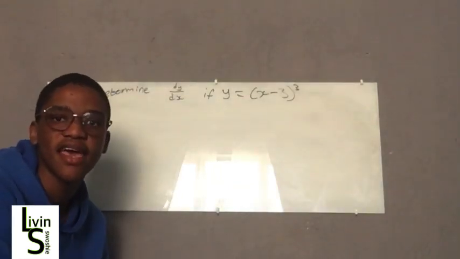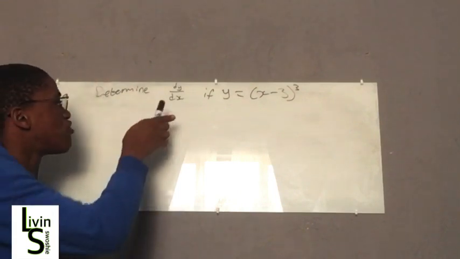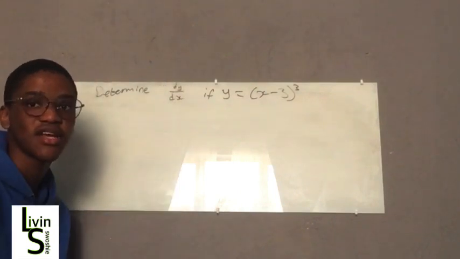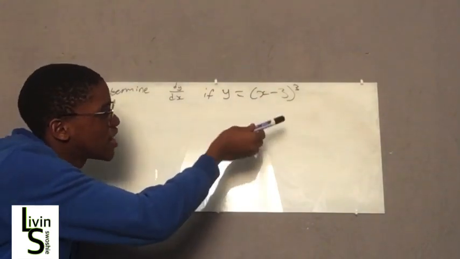Okay, here is a more complicated example. They say determine dy over dx, this meaning derivative, if y is equal to (x minus 3) cubed.